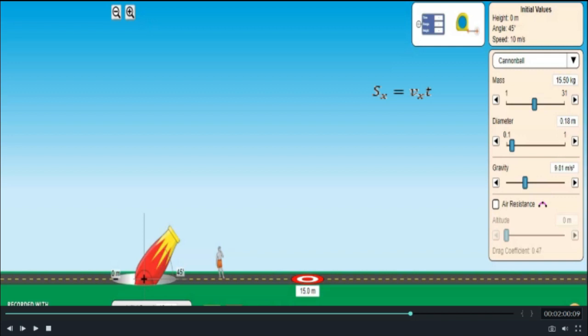Other than that, we can also calculate the maximum range R by squaring the initial velocity, multiplying with sin 2 theta, divided by gravity 9.8. Using this formula, R equals v squared sin 2 theta over g.